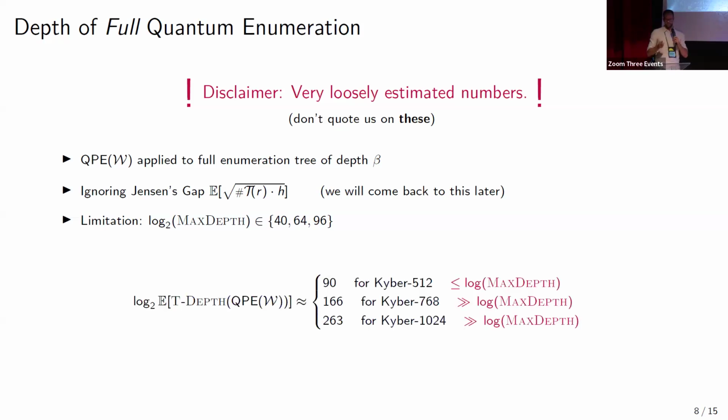So if we put in the numbers, for example for Kyber, then we can see that for Kyber 2 and Kyber 3, the depth here is significantly larger than any of the max depth values that we have from the NIST framework. And only for Kyber 5 do we kind of reach the highest possible max depth. And this can suggest that just applying this quantum phase estimation to the complete tree will not really give us a useful algorithm, or just doesn't work.